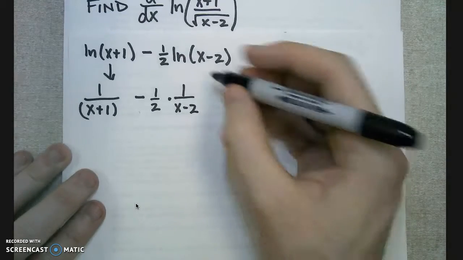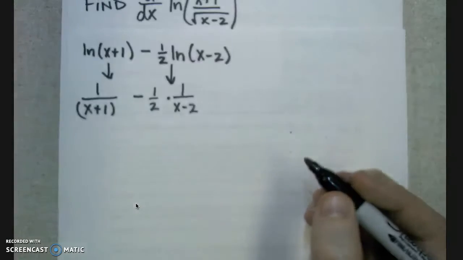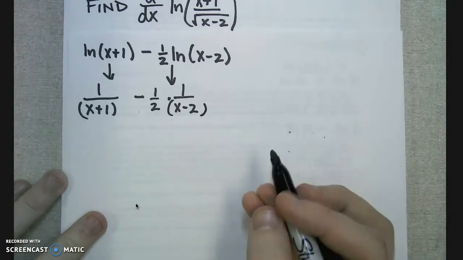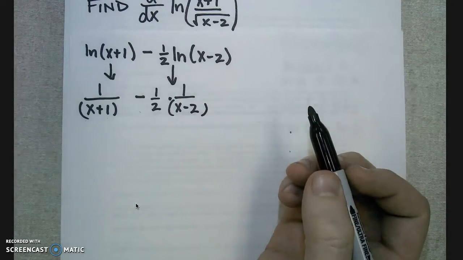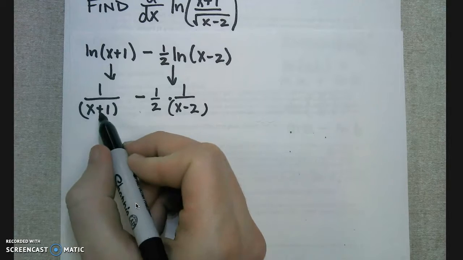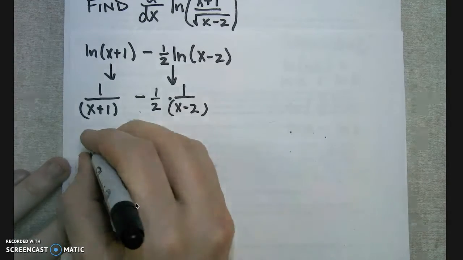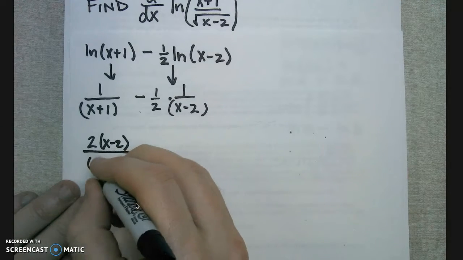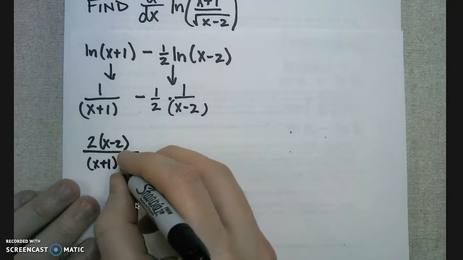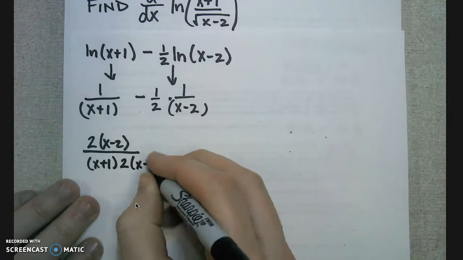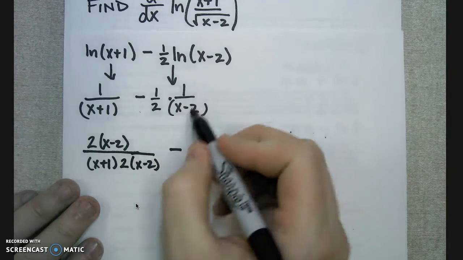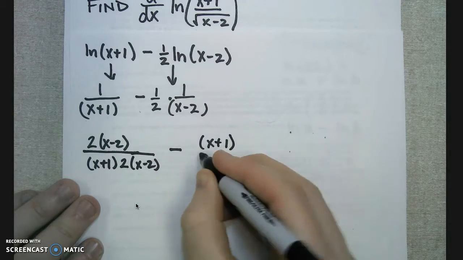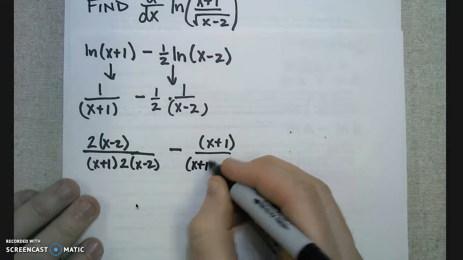And then you can decide how you want to simplify that. So I guess what I would do is get common denominators so I can subtract these fractions together. So if I give this one a 2 and an x minus 2, then I would have that common denominator. Minus, I would give this one an x plus 1 and get that common denominator.